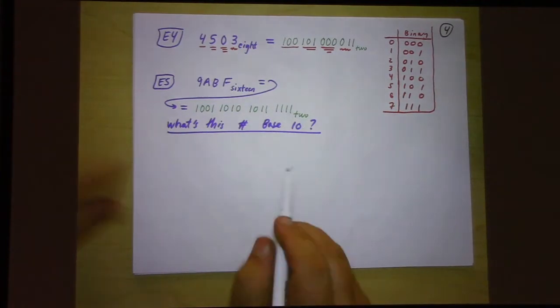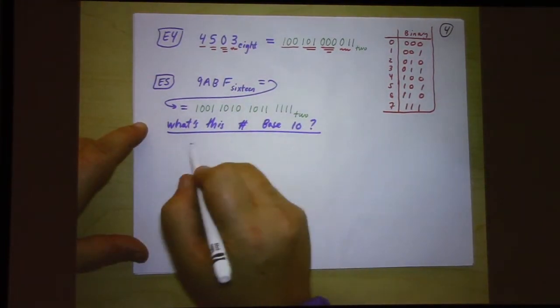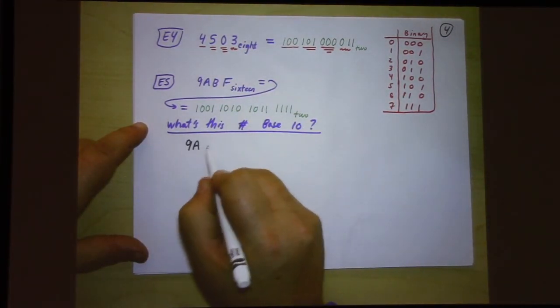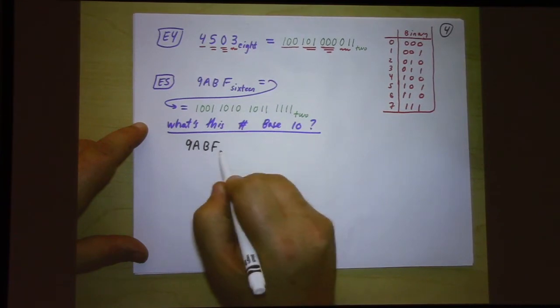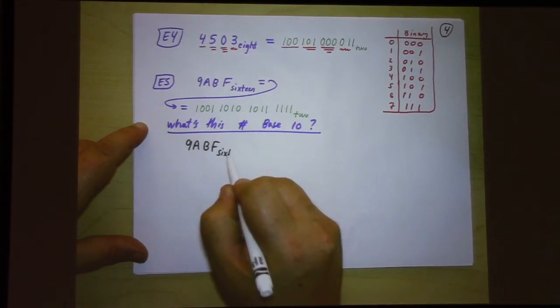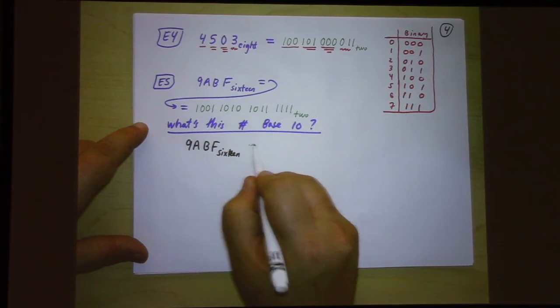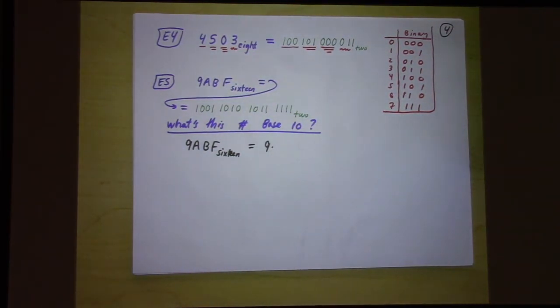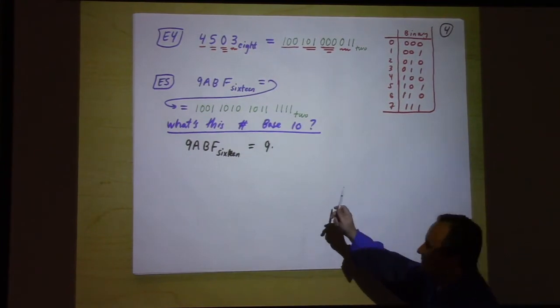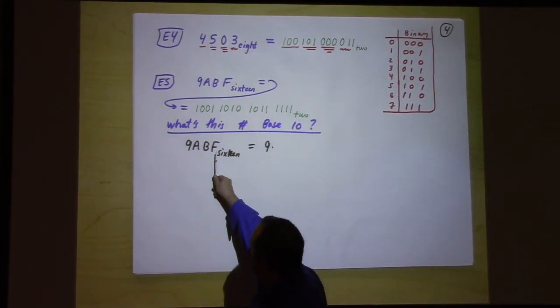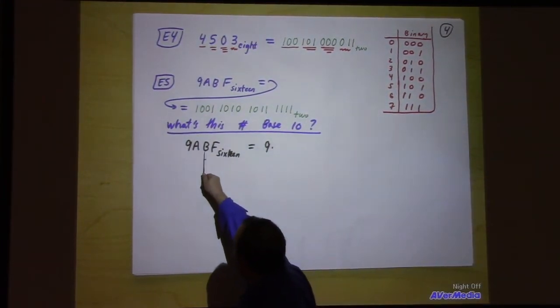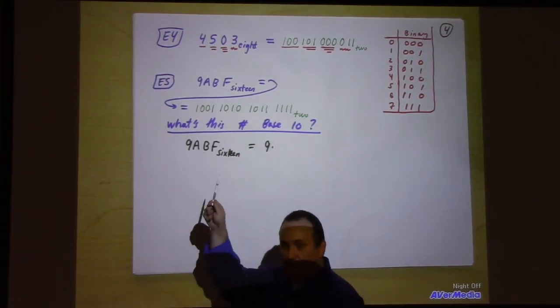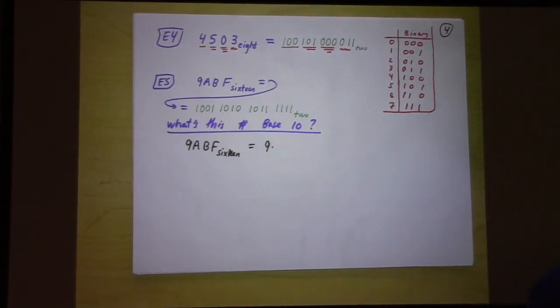So base 10, let's try it this way. We've got 9ABF in base 16. So this would be 9 times what? What does that 9 mean? F is the ones column, so we've got 0, 1, 2, 3. That 9 represents 9 times 16 to the 3rd power in your number.